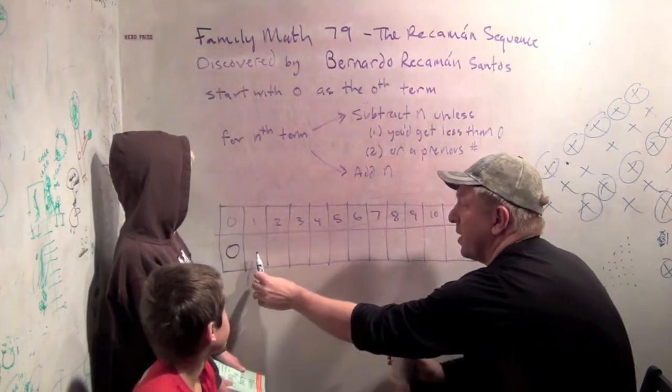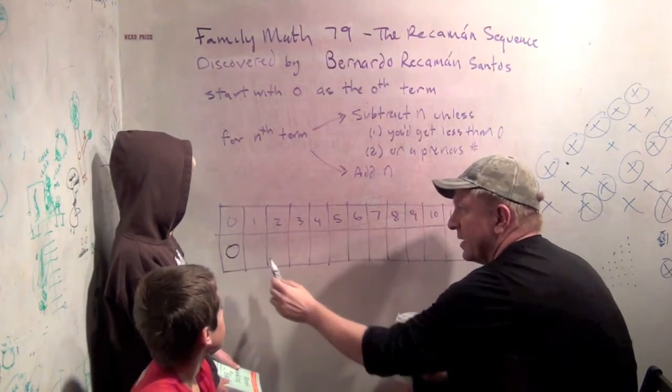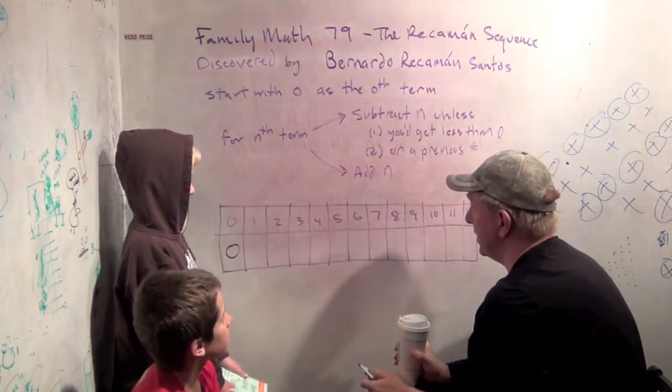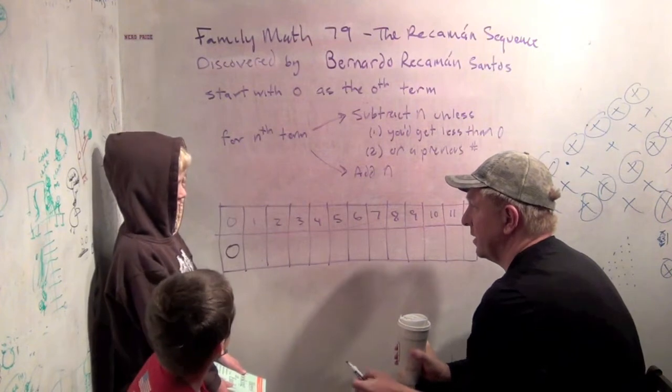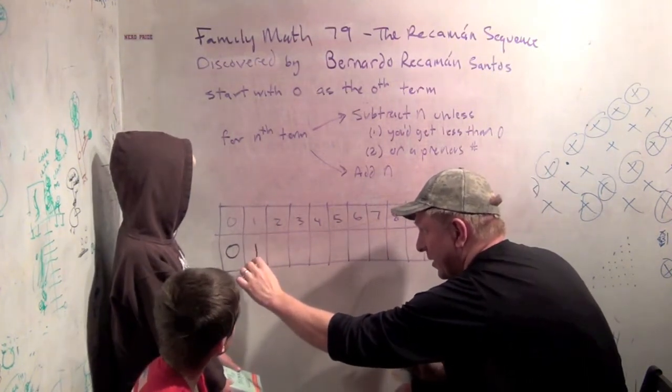For n equals 1, we need to subtract 1. But what do we get when we do 0 minus 1? It's minus 1. Is that legal? No. So what do we have to do? Add. What's 0 plus 1? It's 1. Good job!